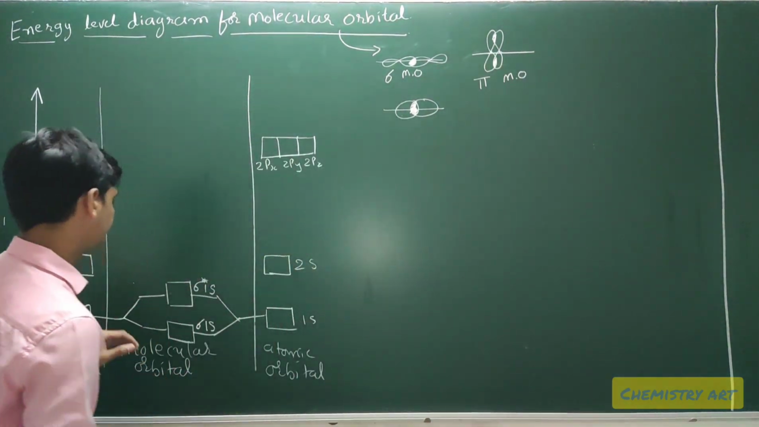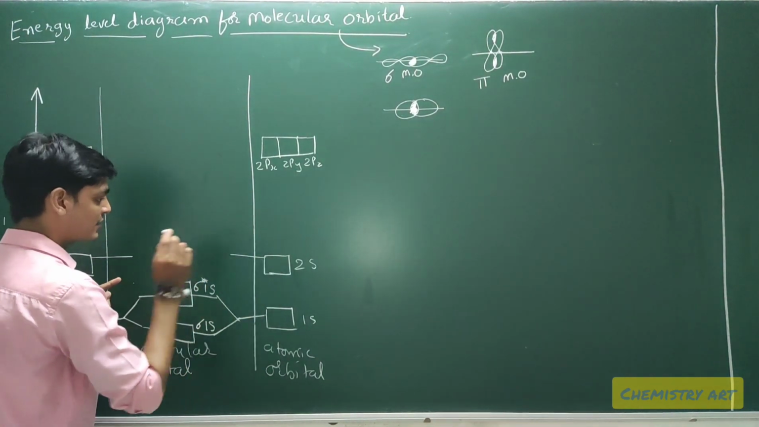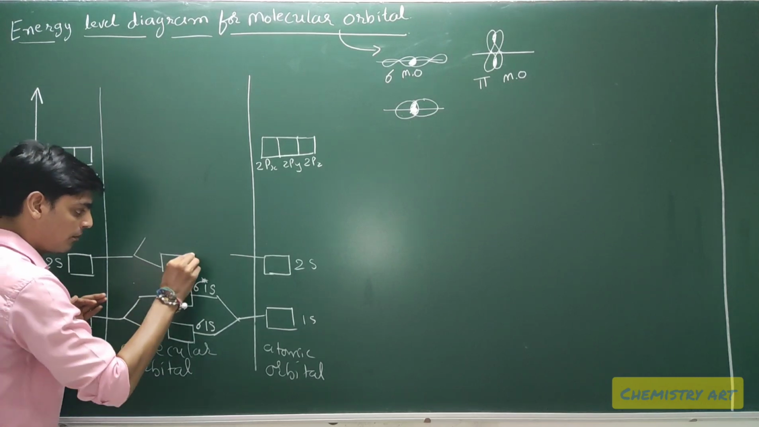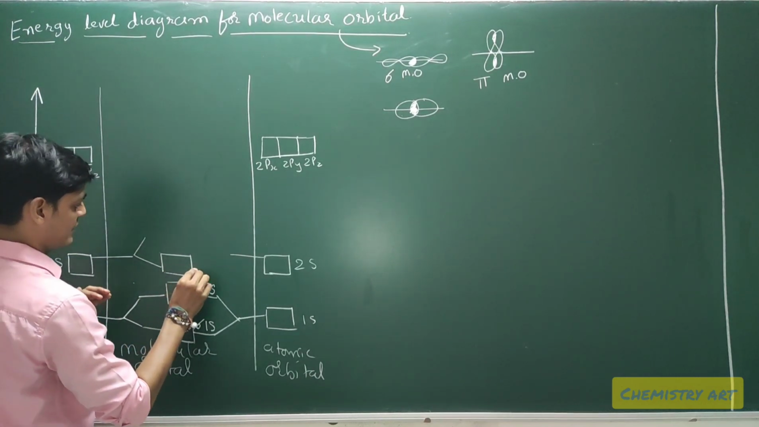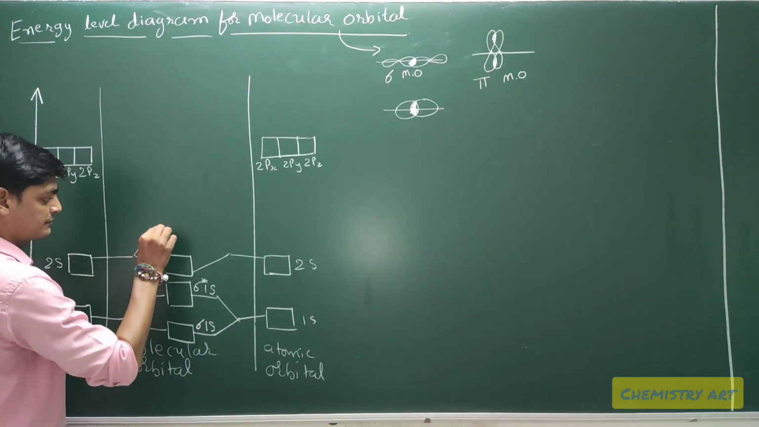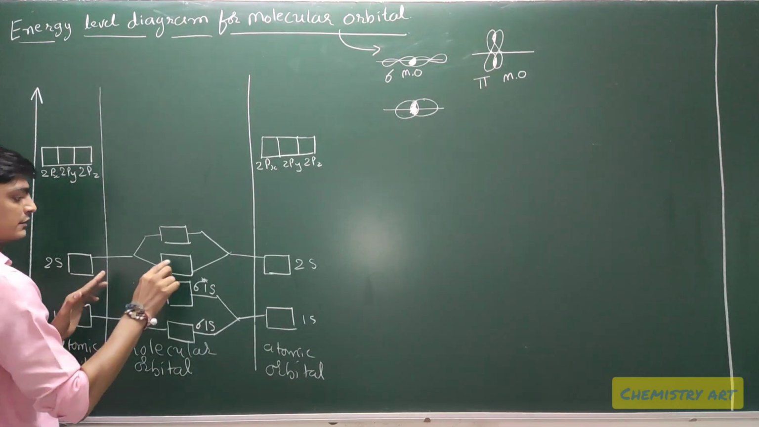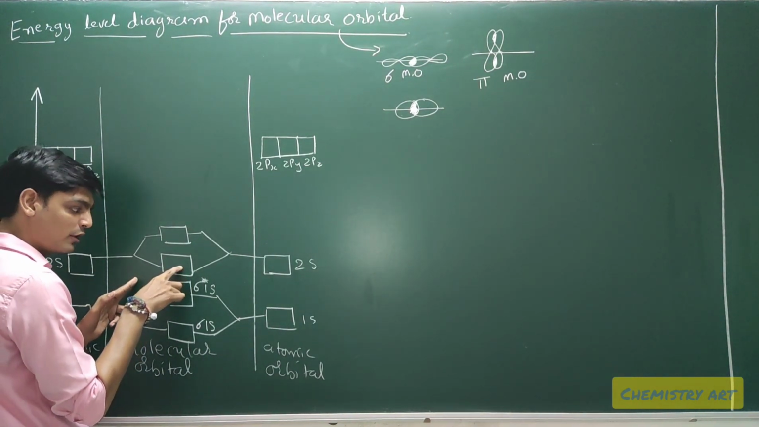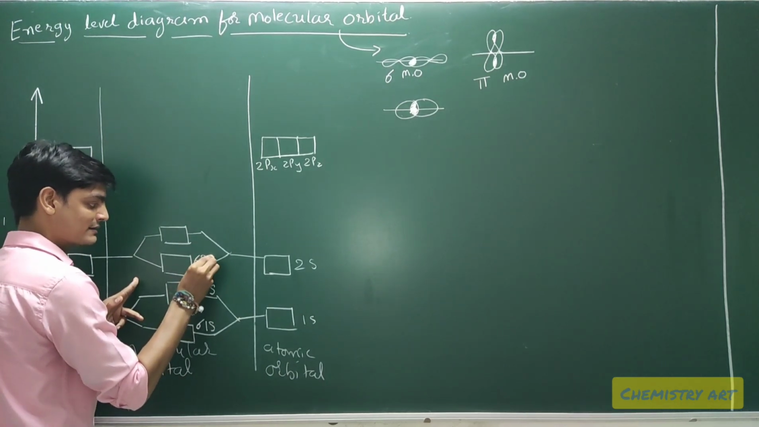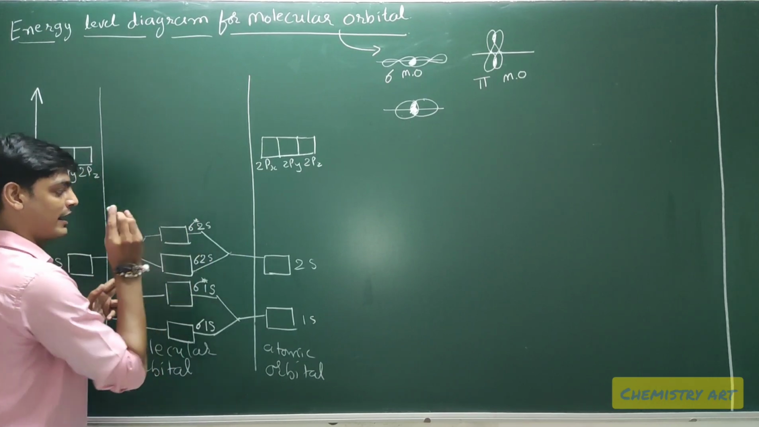Now just like that, when these 2s orbitals are combining, they are forming another two molecular orbitals. I can show you like this. See here, this one will be the bonding molecular orbital, it is sigma 2s, and this one is sigma star 2s.